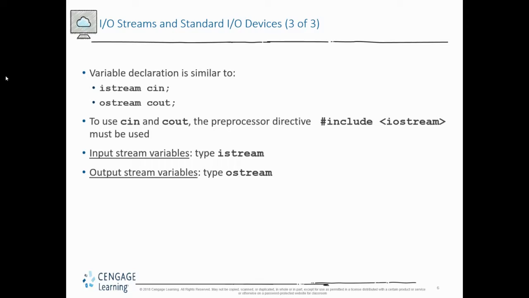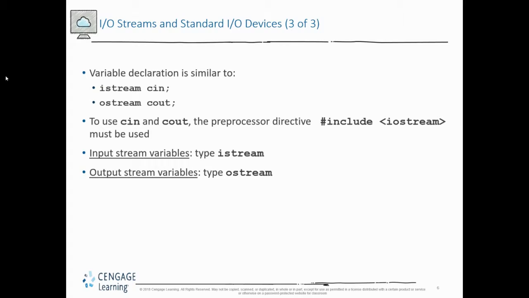All right, so variable declaration is similar to istream. In this case, the i stands for input. So istream and then cin, meaning we're going to get that input from the user. ostream, cout, or C output, common output, when you're sending the information to the other file. Right? So to use cin and cout, the preprocessor directive #include <iostream> must be used. And then for the input stream variable, we're going to assign a text file to istream. And we're going to assign a text file to the ostream. So again, we're going to have an input file, we're going to have an output file.